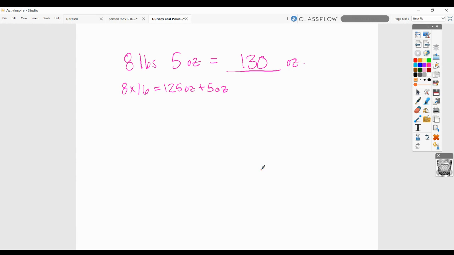So now that you can see those conversions, I'd like you to go on to Google Classroom and look for the ounces and pounds conversion homework. That's what I would like you to complete for tomorrow before class time.